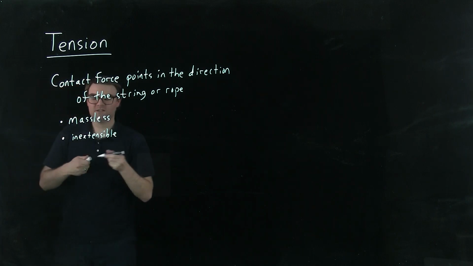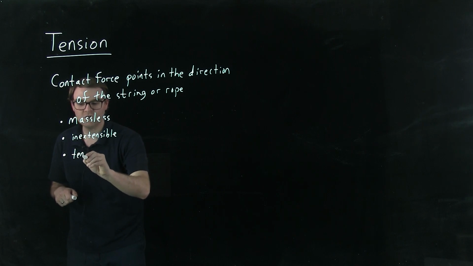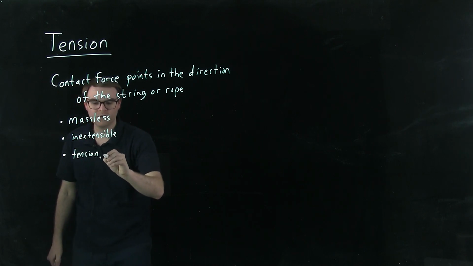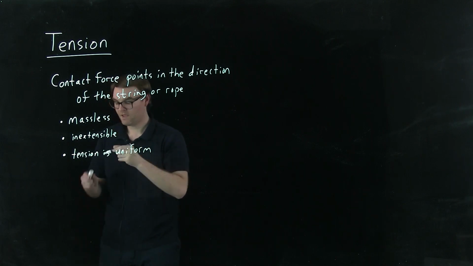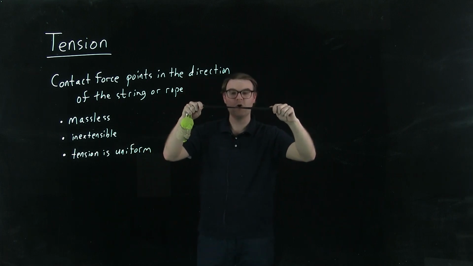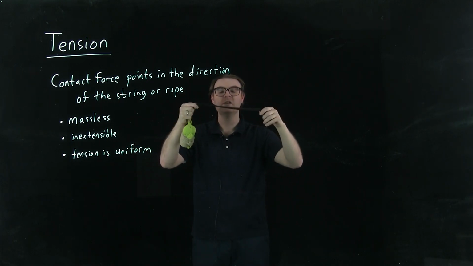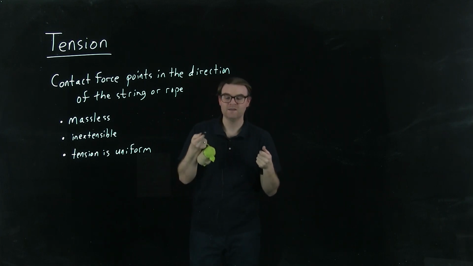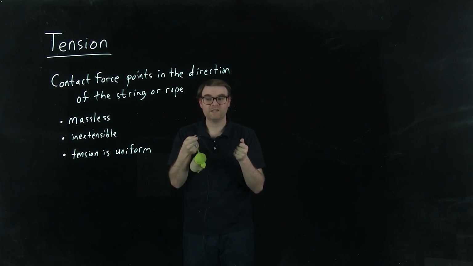The other thing that is a useful approximation to make is that the tension is uniform throughout the rope. Uniform. And what this says is that the tension in any given part of the rope is going to be equal. So over here and over here and over here, all the tensions are going to be equal to each other. Now, this is probably the most tenuous of these assumptions, but only in a particular case.